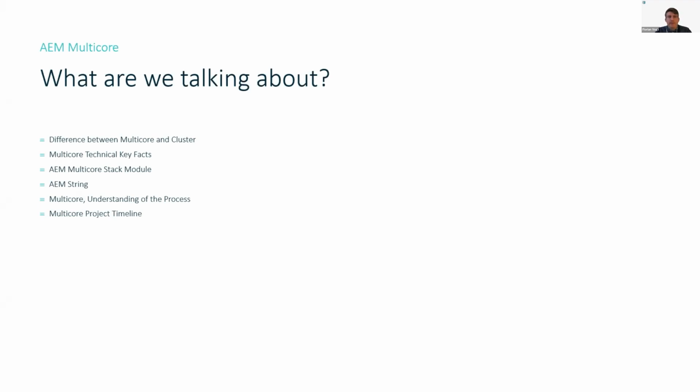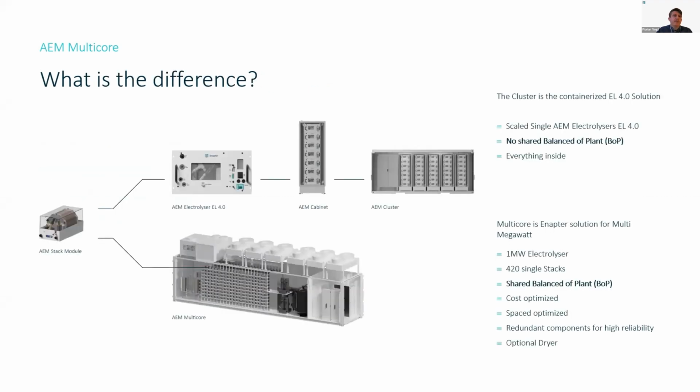I will explain you the Multicore technical key facts. Then we will have a look on our stack module, which we use in our Multicore. Then we show you our string, and I will explain you a little bit about the process, the simplified P&ID, how we think we can produce hydrogen here in a most efficient way. Last but not least, I have a small timeline for you, where we are, what we currently do, and when we come to market with this product, or when we have our first demo Multicore in the Bioenergie Park in Saarbeck.